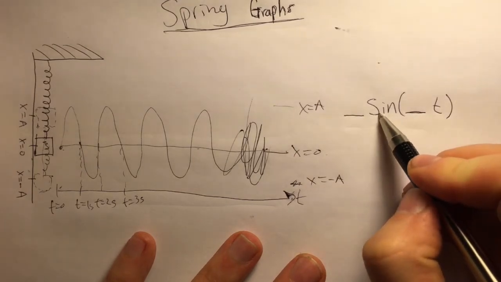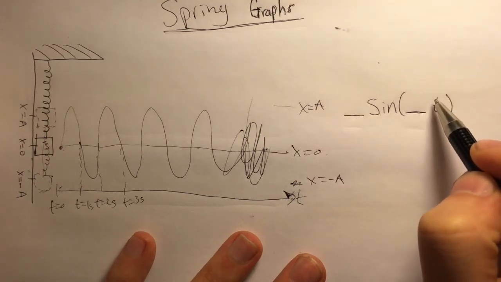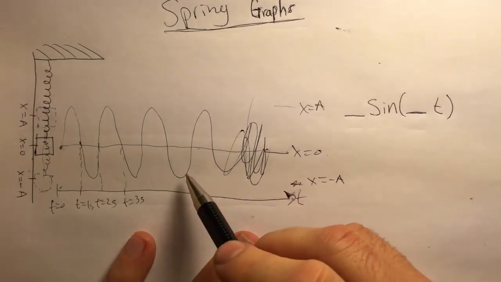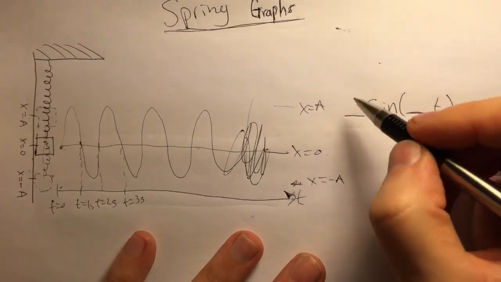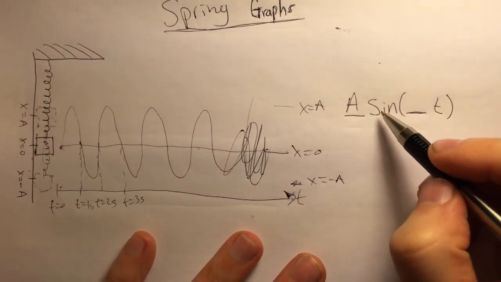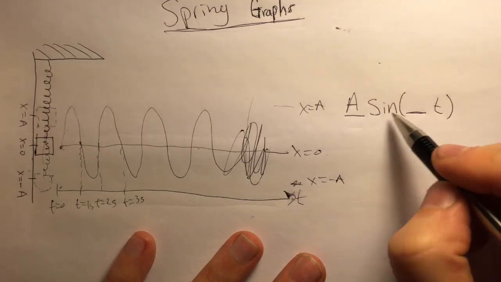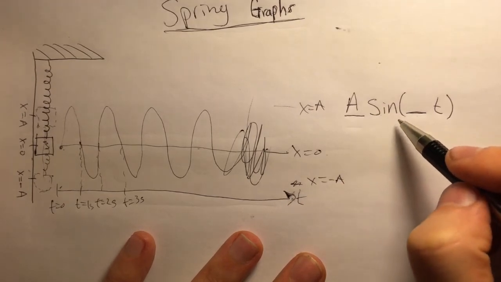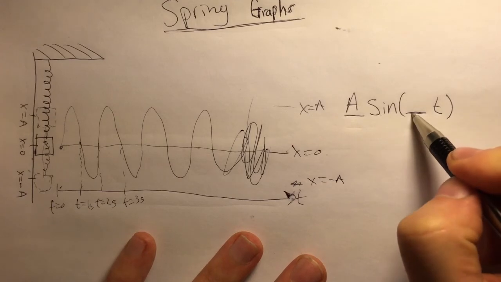Well, we know that sine, no matter what you plug in, will be between 1 and minus 1. But our function isn't going between 1 and minus 1, it's going between minus a and a. So we can just multiply this by a, and now this function will go between minus 1 and 1 multiplied by a, so this is just going to go between minus a and a. So it's the amplitude times sine of something times time. So now what's the something?